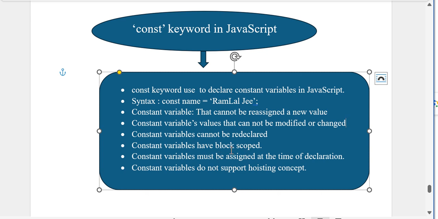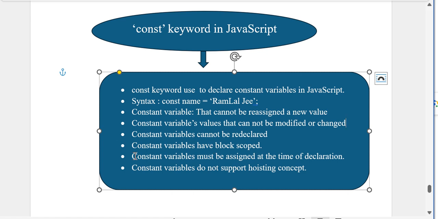Same, constant variables have a block scope. Block scope means the let keyword has a block scope, but the var keyword does not have a block scope; var has a function scope. So the same with the const keyword: constant variables have a block scope like let. Let keyword has a block scope.